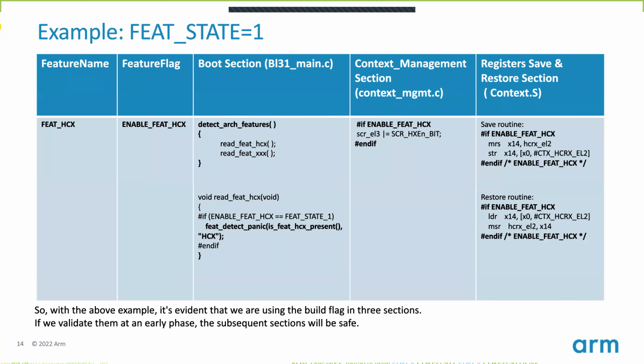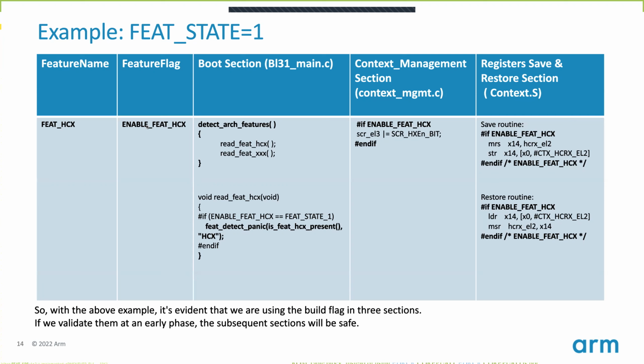Let me give you an example of how we have implemented this for a particular feature. Let's take the HCX feature. For each and every feature, we provide a build flag so that the platforms can decide to enable or disable it based on their requirements. If this flag is set to 1, there is a particular function which loops through all the features supported by the TFA, and in this function we check which features have been enabled.